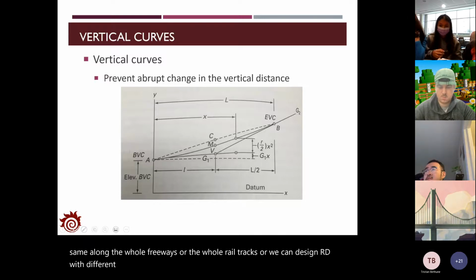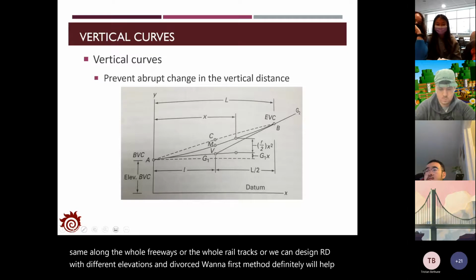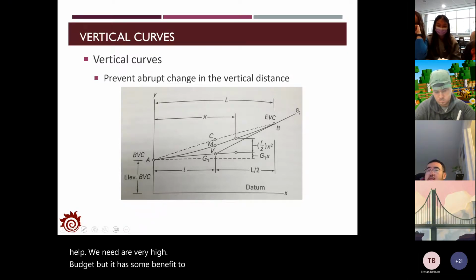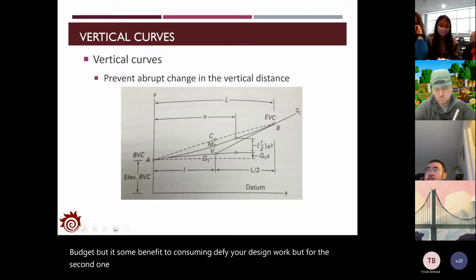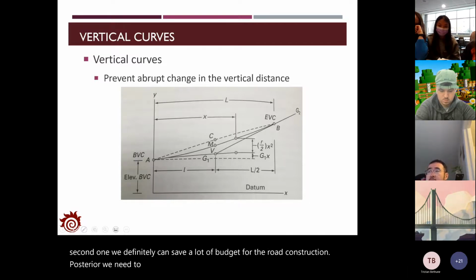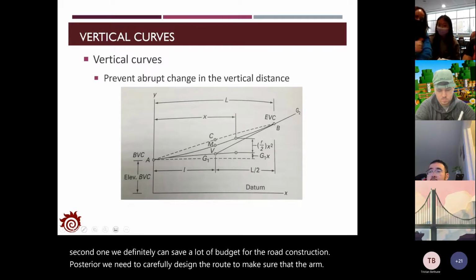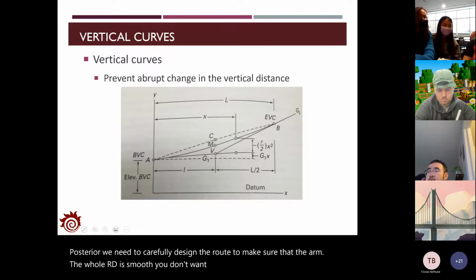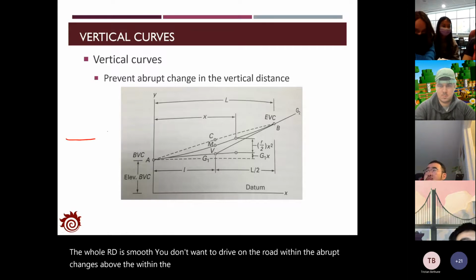And the first method definitely will need a very high budget, but it has some benefit. It can simplify your design work. But for the second one, we definitely can save a lot of budget for the road construction. But still, we need to carefully design the route to make sure that the whole road is smooth. You don't want to drive on the road with very abrupt changes about the slope.